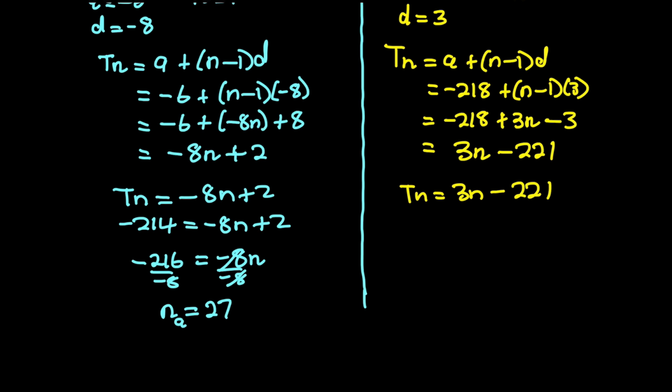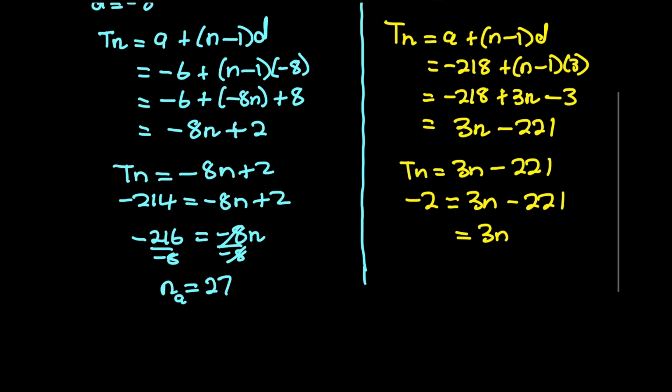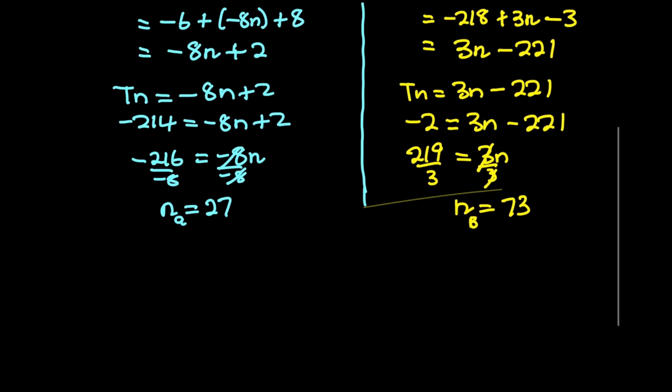So our last term, which is negative 2, and then 3n minus 221. Okay, Tn, if we transpose to the other side, it's going to be negative 2 plus 221, which equals 219, and divide by 3, the number of terms equals 73. So I'm going to name this one the number of terms of B.